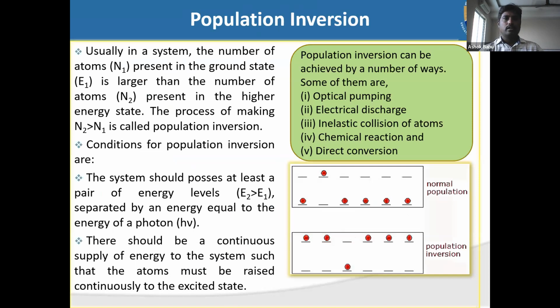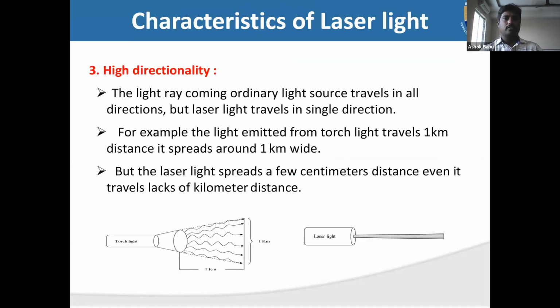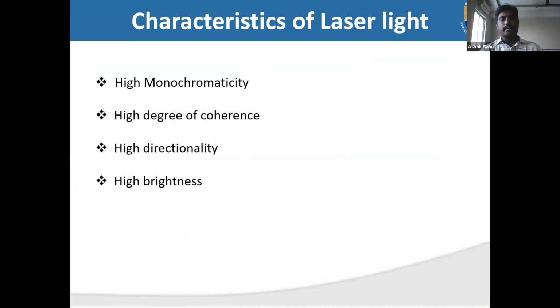Now coming to the characteristics of lasers, all of you try to note them down. There are four characteristics: monochromaticity, high degree of coherence, high directionality, and high brightness. Coming to monochromaticity, every laser produces a single color, meaning a single wavelength. A single wavelength is nothing but monochrome. It is called monochromaticity.